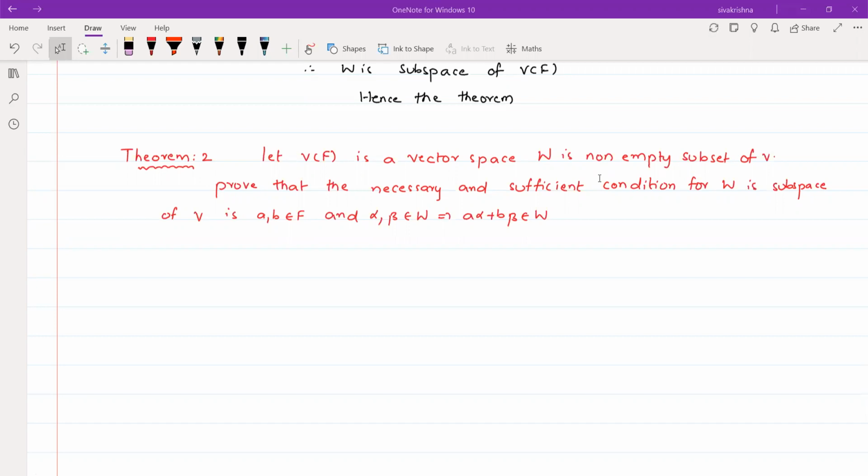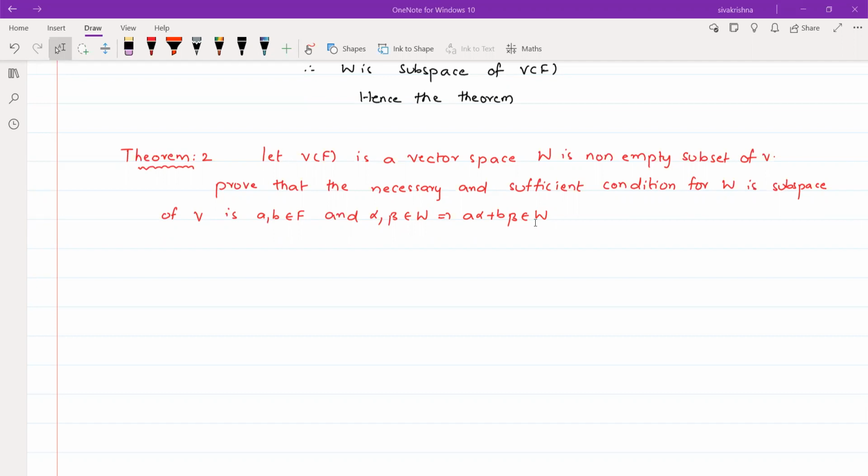So today I am going to explain Theorem 2. Coming to the statement: V(F) is a vector space and W is a non-empty subset of V. Then prove that the necessary and sufficient condition, once again an if and only if theorem, for W to be a subspace of V is: a, b belong to F and alpha, beta belong to W implies a alpha plus b beta belongs to W. So here we have to prove an if and only if statement.